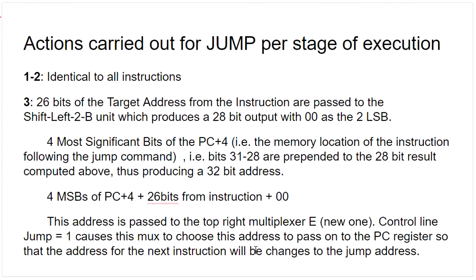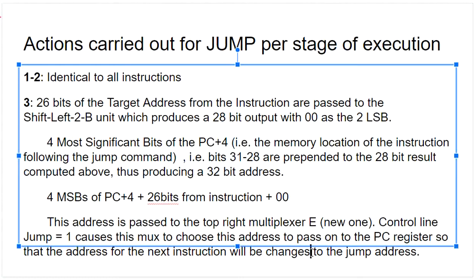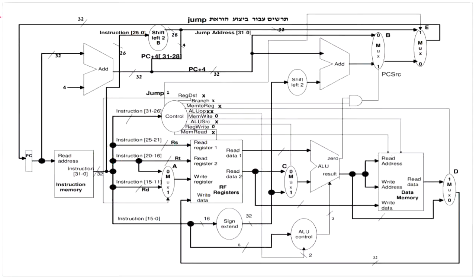Control line jump equals 1. Well, that's what we said. That's our new line. It causes this multiplexer, MUX is short for multiplexer, to choose this address and to pass it onto the PC register so that the address for the next instruction will be changed to the jump address. Well, that's exactly what we're saying over here. It will go here all the way down to this PC register.